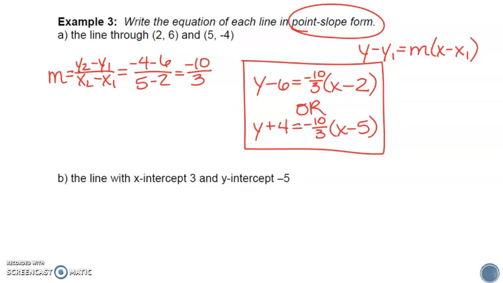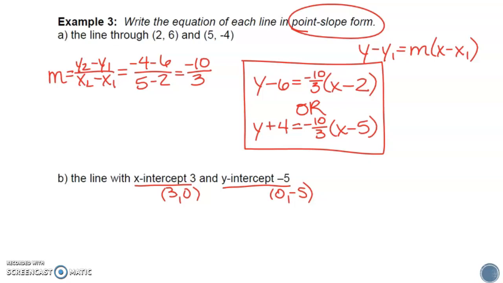And with part B, it asks for the line with the x-intercept of 3 and the y-intercept of -5. And we've not seen that so far this year, but you have seen it in the past. If a line has an x-intercept of 3, that means that its ordered pair at the intersection is 3, 0. And the y-intercept is at 0, -5. Now you have 2 points that you can calculate the slope and then write your equation in point-slope form with.